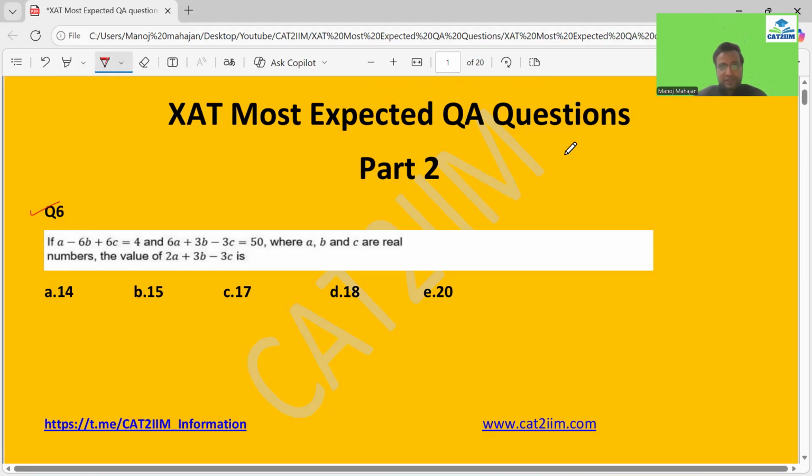If you look over here, what is given to us is a simple equation in 3 variables: a minus 6b plus 6c is equal to 4. What is further given to us? 6a plus 3b minus 3c is equal to 50. Now what is known to us is that a, b, c are real numbers and they're asking the value of the expression 2a plus 3b minus 3c. Now look at the options out here.